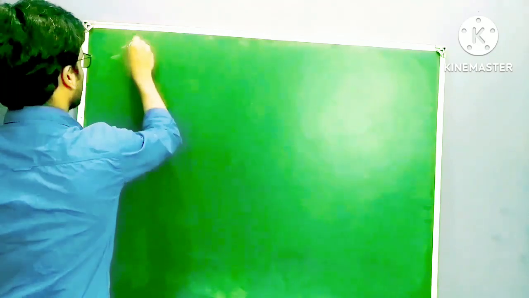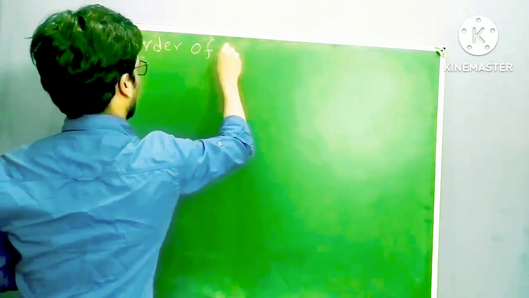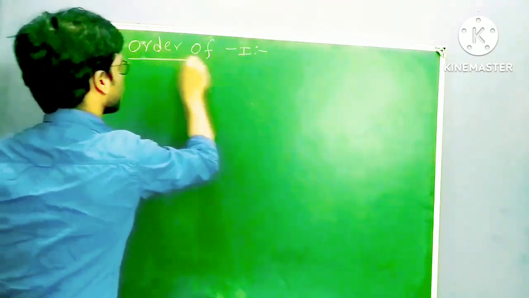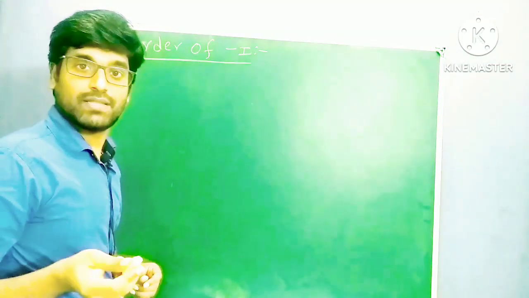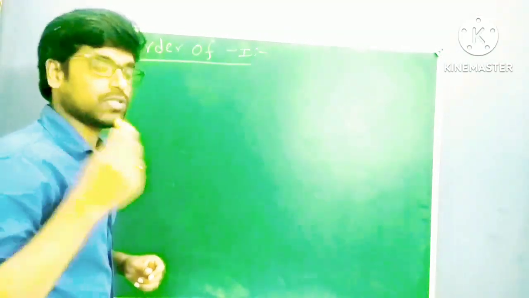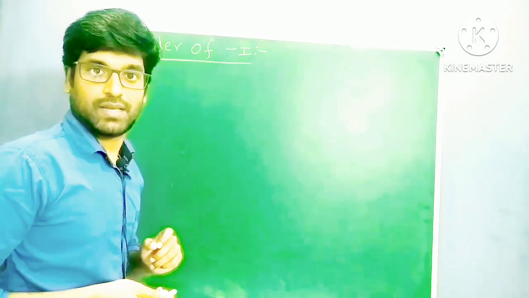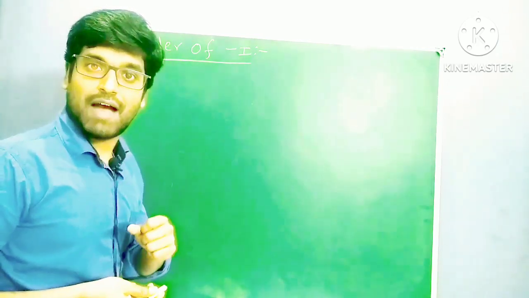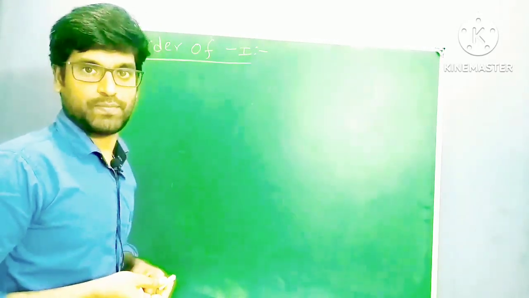So, order of minus I. In this order of minus I, the trick says Pradhan Mantri pockets filled with positive atoms. First of all, if I have a positive charge on an atom, it will show minus I effect more. If I have a negative charge on an atom, it is reverse, it will show plus I effect more.